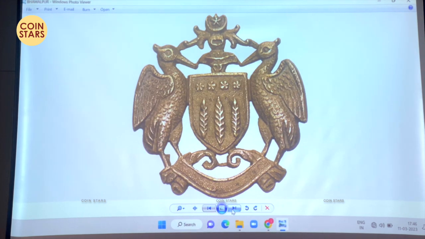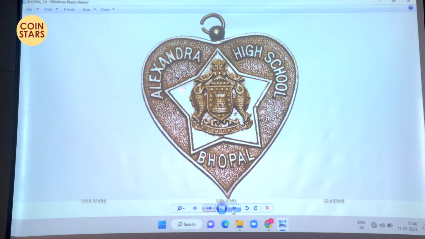ये वापस आ गया. हाँ, this is भोपाल, अलेक्जेंड्रा हाई स्कूल भोपाल. और यहाँ भी देखिए भोपाल में there are lot of, क्या बोलते हैं, लेक्स है. तो they have this fish holding the shield. और ये किला है. Next.